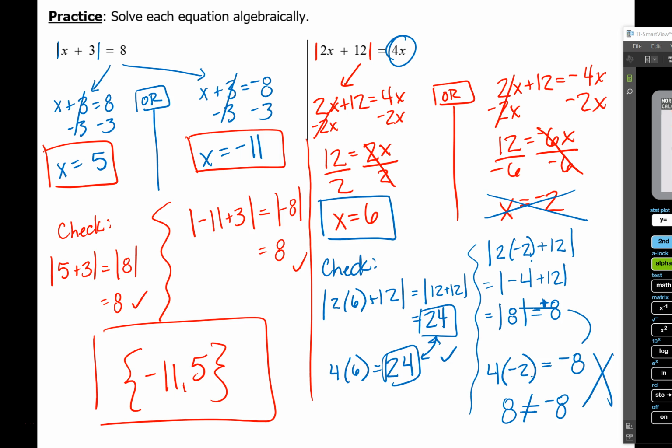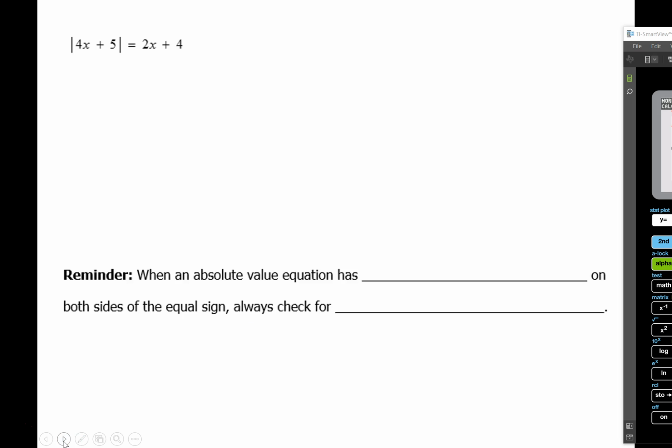All right, so let's try one more example now. This one's got some craziness, doesn't it? It has lots going on both sides. But notice that it's absolute value bars on the left and nothing else on the outside, so we can split this one.